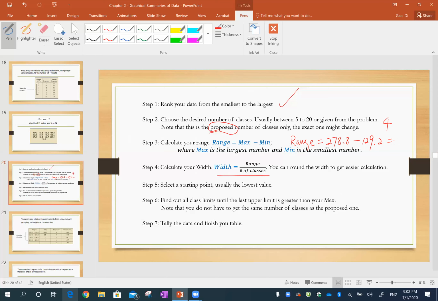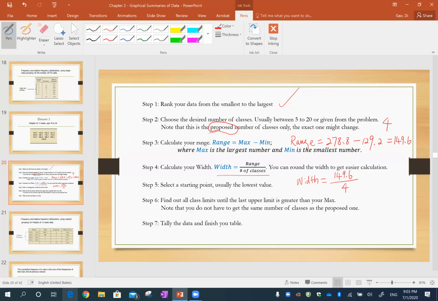278.8 minus 129.2, 149.6. And then we're going to calculate the width, like we mentioned. So width equals range divided by number of classes. So 149.6 divided by 4. So this number 4 is the proposed number of classes.